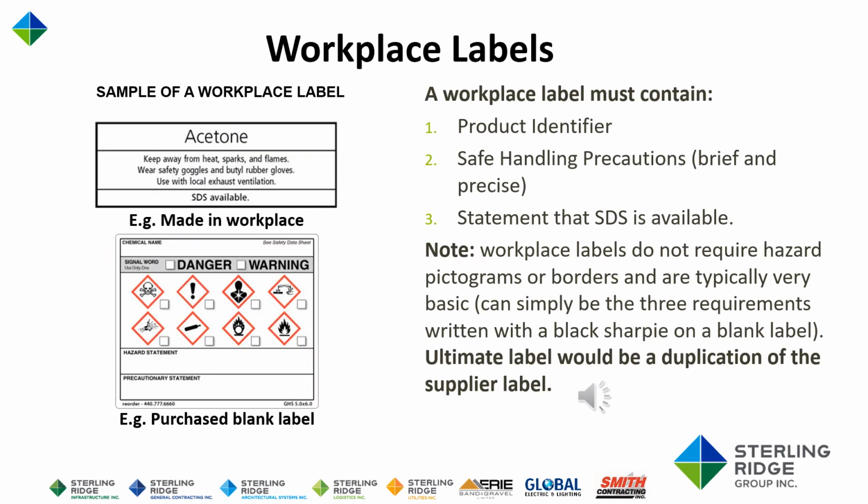Sample of a workplace label. A workplace label must contain the product identifier, safe handling precautions, brief and precise, and a statement that the SDS is available. Note, workplace labels do not require hazard pictograms or borders and are typically very basic. They can simply be the three requirements written with a black Sharpie on a blank label. The ultimate label would be a duplication of the supplier label.